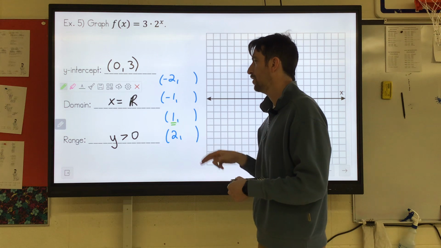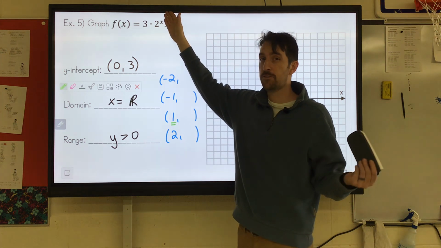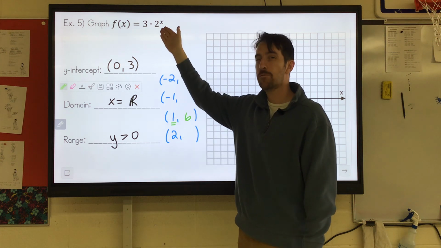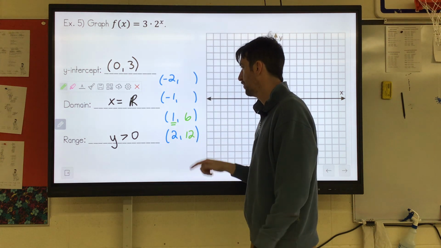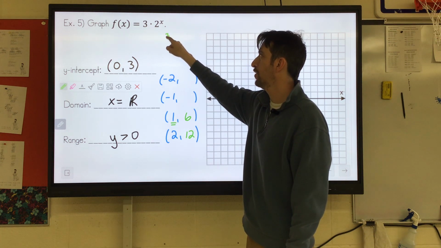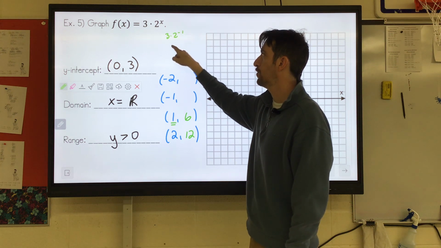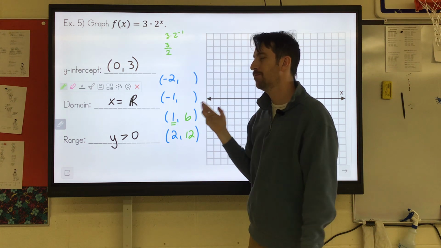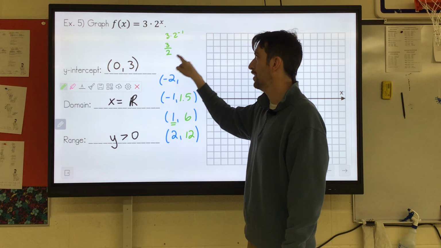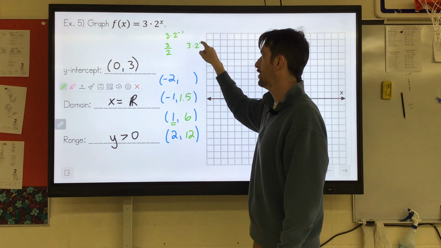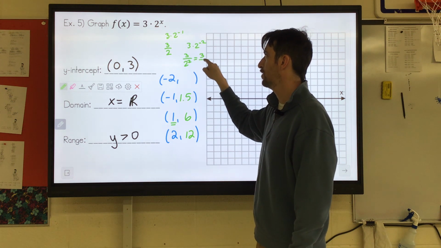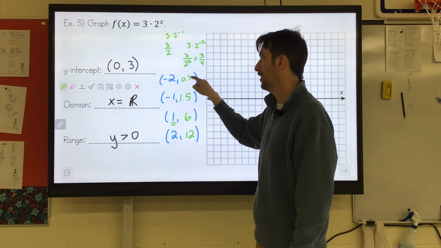Let's try to the first power. 2 to the first is 2, times 3 is 6. 2 to the second is 4, times 3 is 12. Okay, this is where it can get a little trickier. 3 times 2 to the -1st, you would drop the 2 underneath, so it'd be 3 over 2, which is 1.5. And then if we did to the -2nd, 3 times 2 to the -2nd would be 3 over 2 to the second. That's 3/4, which is 0.75.